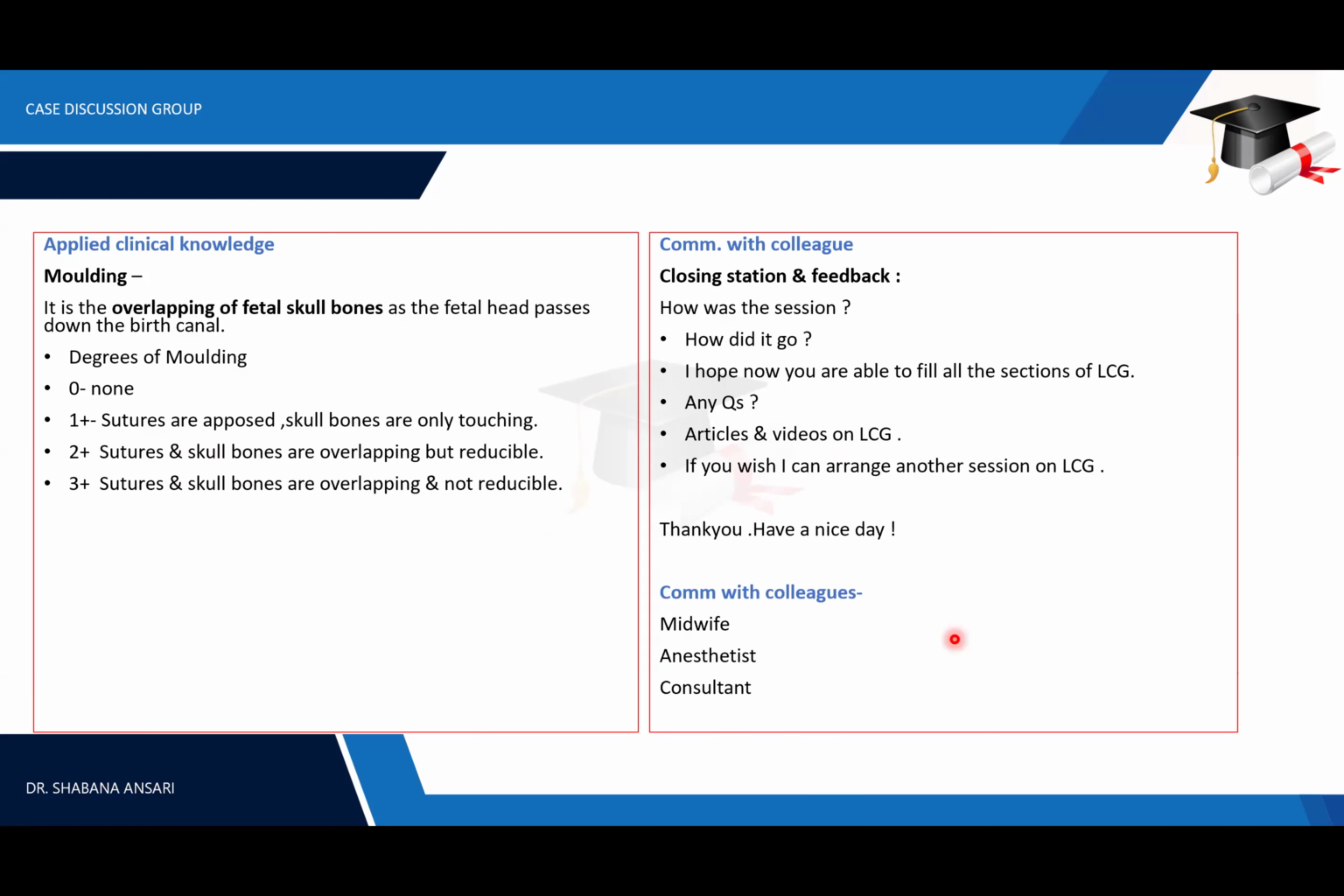Don't forget to involve your colleagues, midwife, anesthetist, consultant, even in teaching stations. So this is not just about communication with your junior colleague. This is communication with other colleagues as well. Got it? Fine. Any questions?